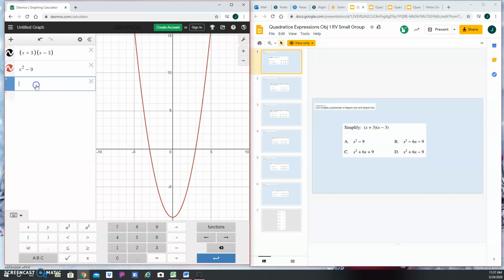So let's go ahead and try letter B. If I plug in letter B, that's x squared minus 6x minus 9. As you can see, it did not go through the first one. So that is not the right answer. If you're going to plug in all the answers C and D, it won't also go on top. So how will you check?